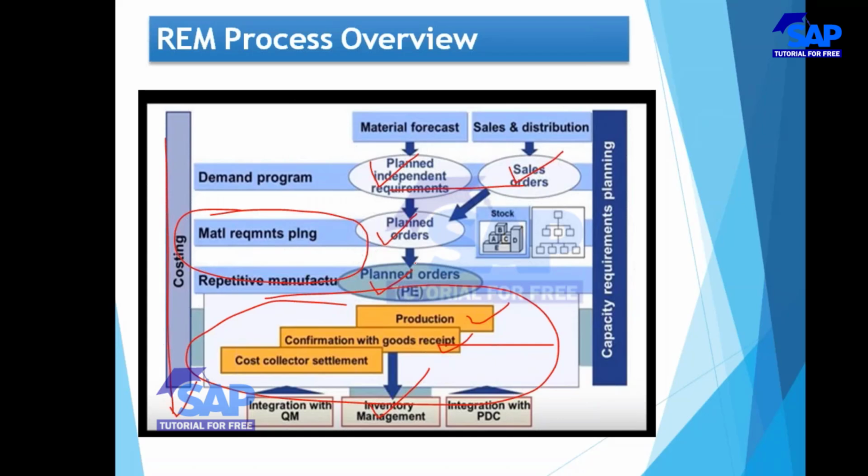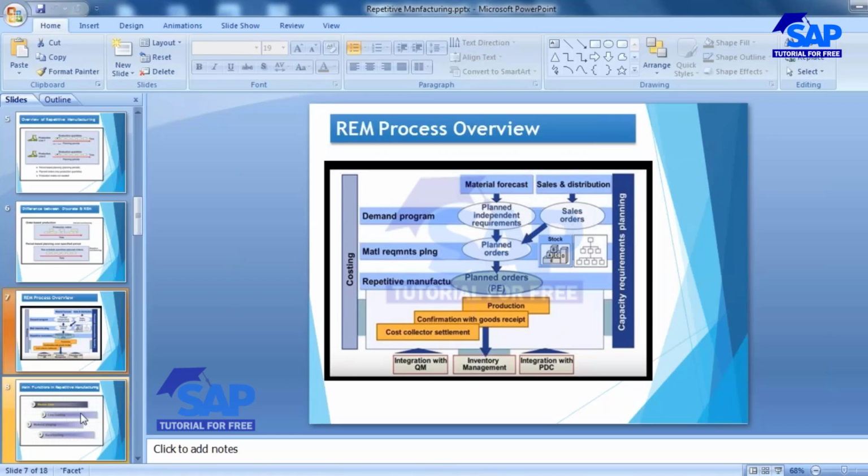Normally in discrete manufacturing, after getting the planned orders, we convert those planned orders to production orders, and then we start the manufacturing execution. But in repetitive manufacturing, with the planned orders itself, you will be triggering the production activity. Of course, we'll see all these things in detail in the practicals.